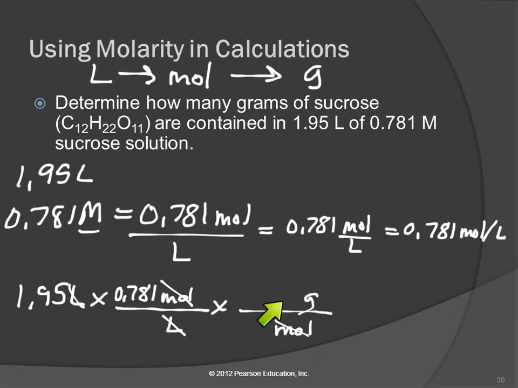Now this guy here is a molar mass. So we need to look at this formula and calculate the molar mass for sucrose. And don't be afraid of those big numbers. There's 12 carbons. Well, each carbon is 12.01. And there's 22 hydrogens. It's okay. 1.008. Each hydrogen weighs 1.008. And 11 oxygens. Each of them weighs 16.